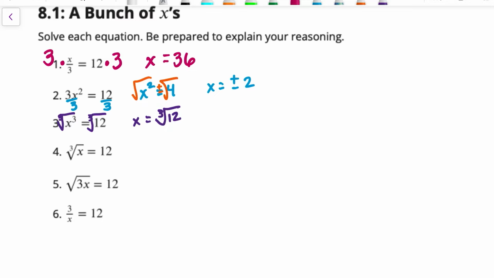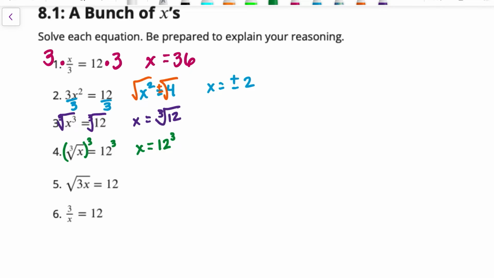All right, let's take a look at number 4. The cube root of x is 12. So this one's a little bit different than the previous one. To undo a cube root, you cube both sides. And so when we cube both sides, we have x equals 12 to the third. And again, you could plug that into the calculator. You get a fairly large number, or you can leave it that way.